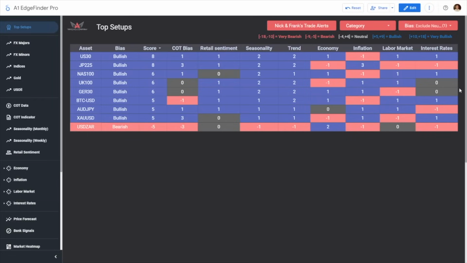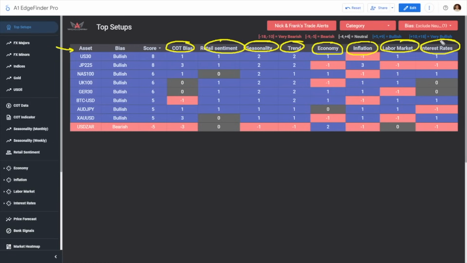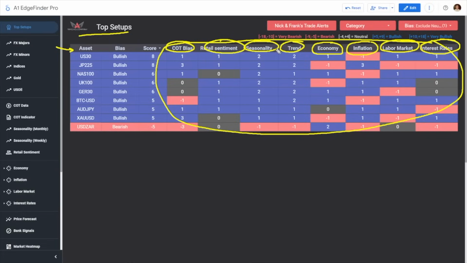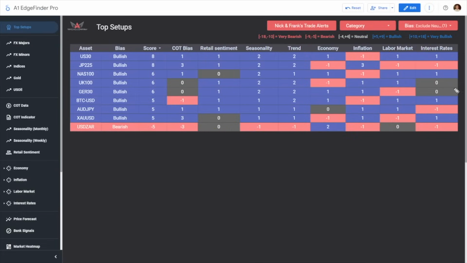And just a reminder for people who don't know what this indicator is, it's looking at a collection of different key metrics, not just price action, but also real world driving forces in the markets, like the commitment of traders data, retail sentiment, seasonal trends, the overall momentum in the market, economic stats like GDP numbers, PMI numbers, inflation statistics, labor market statistics, and interest rate statistics. The purpose of the Edge Finder is to take all of that data, similar to how ChatGPT might consider lots of things. We're trying to build our own sort of AI in the trading space that helps us find opportunities.